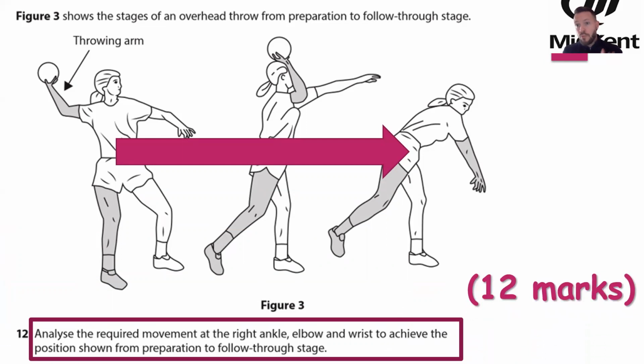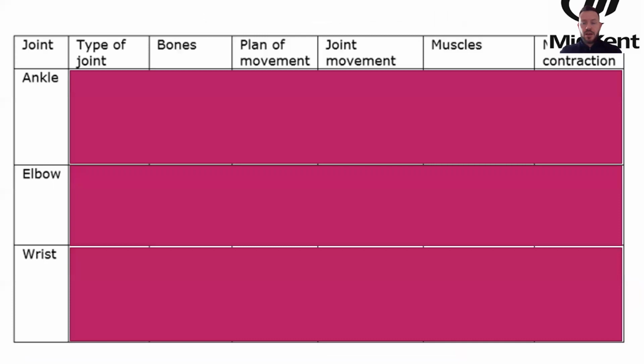So if it's more marks, if it looks like, oh, that's quite a lot of marks, and it says just the required movement, it wants the bones and the muscles. So your table in this case, if you have a look, we'll have the type of joint, bones, the movement taking place, and the plane of movement. Exactly the same as the skeleton question.